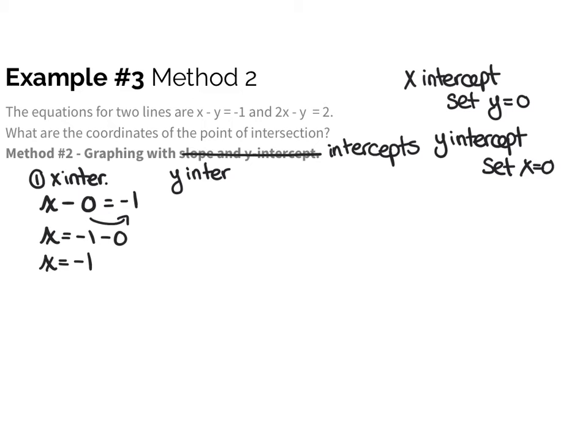And for our y-intercept, we set x equal to 0. So 0 minus y equals -1. Negative y equals -1. I talked about how if we divide by -1, we can drop the negatives. So it just becomes y equals 1.